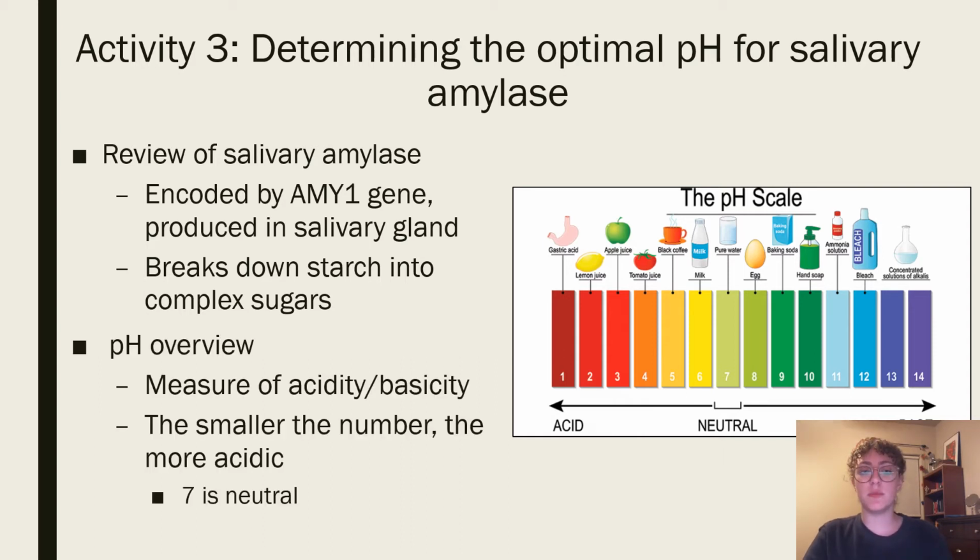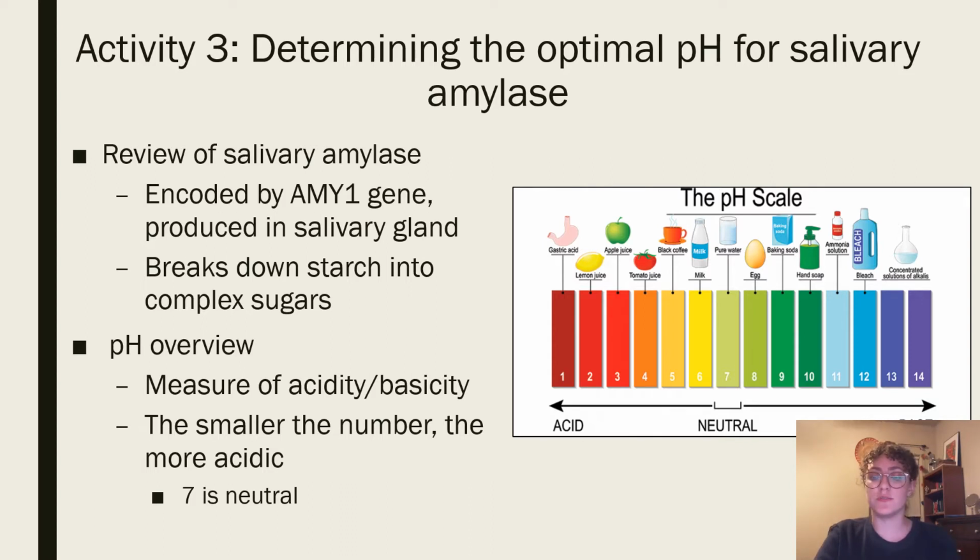So let's do a little bit of an overview on pH. What is pH? What's the pH scale? The pH is the measure of how acidic or basic something is. The smaller the number, the more acidic it is. So 1 is the most acidic and 14 is the least acidic. We also say 14 is the most basic. And then 7 would be neutral. So 7 is usually where water is.